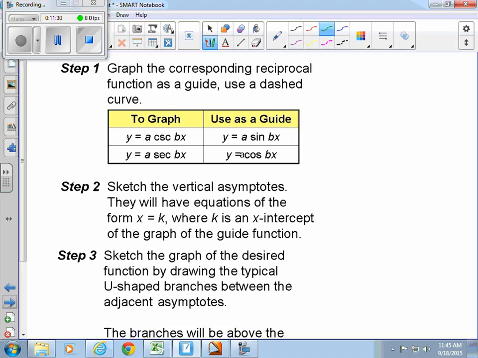Okay, to graph this, and this is the textbook words, so I may say them a little differently. To graph a cosecant of bx, I'm going to graph a sine of bx, and I'm going to use it as a guide. Everywhere it has a 0, it's going to have a vertical asymptote. Everywhere it has a 1, it's going to have a U up, and everywhere it has a -1, it's going to have a U down. Same thing for cosine. I'm going to graph cosine for secant. The first thing I'm going to do is sketch the vertical asymptotes, and then I'm going to draw what this textbook called the U-shaped branches.